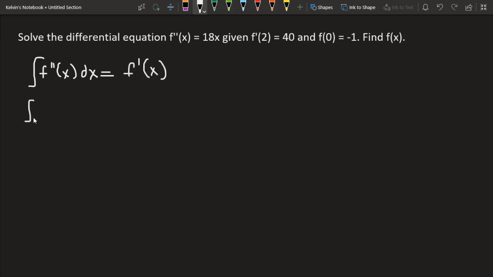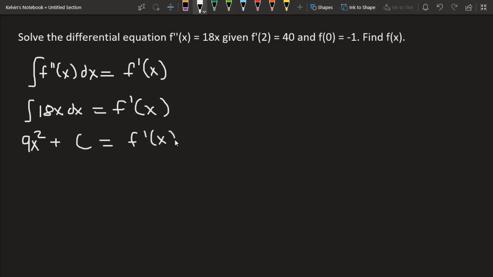This is equal to the integral of 18x with respect to x is equal to f prime of x. And we end up getting that f prime of x is equal to 9x squared plus c. Now we need to find the particular solution for f prime of x, and we can do that given the information that f prime of 2 is equal to 40.